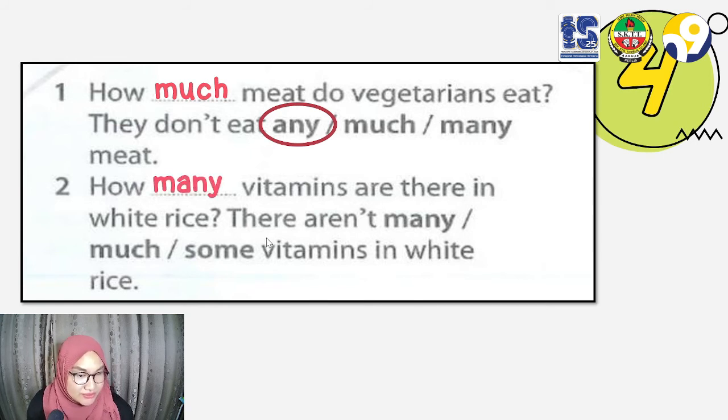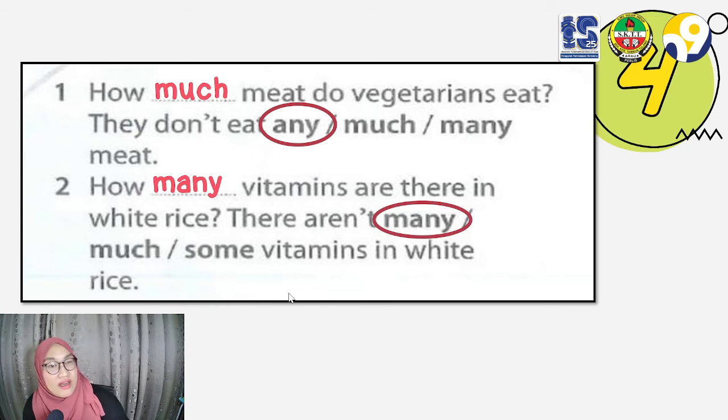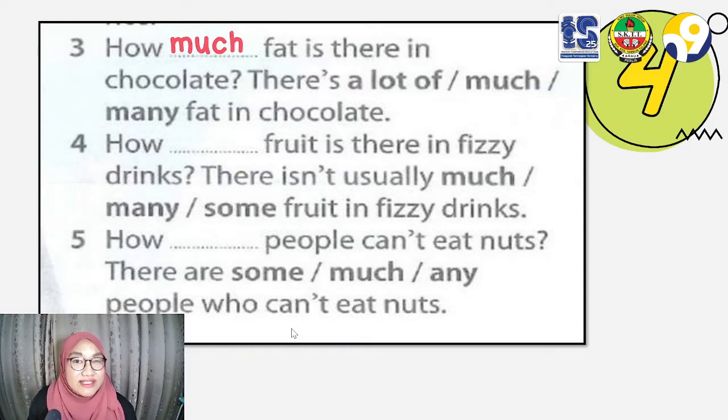Okay, number 2. How many vitamins are there in white rice? So, vitamin adalah noun yang boleh dikira. So, that is why kita guna many sebab many adalah untuk noun yang boleh dikira. Okay, next one. The answer is many. There aren't many vitamin in white rice. How much fat is there in chocolate? Because chocolate tidak boleh dikira, that's why we use much.